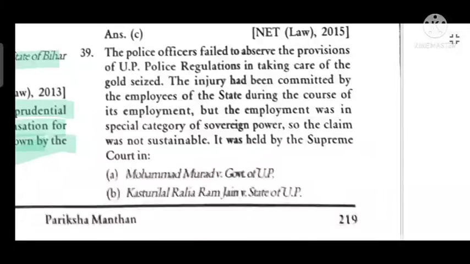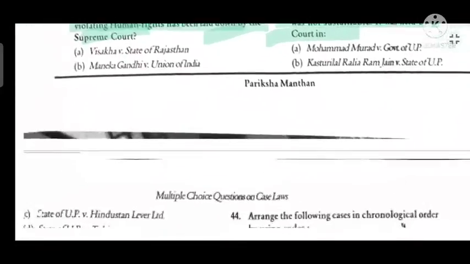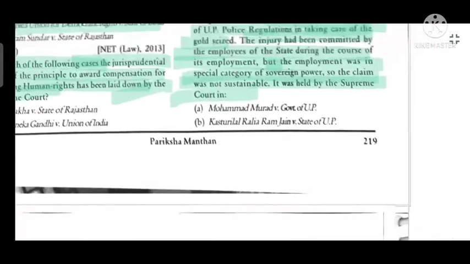Kasturi Lal versus State of UP. The police officer failed to observe the provisions of the UP Police Regulation in taking care of gold seized. The injury was committed by the employee of the state during the course of employment, but the employment was a special category of sovereign power, so the claim was not sustained. It was held by the Supreme Court in the case of Kasturi Lal Ralia Ram Jain versus State of UP.